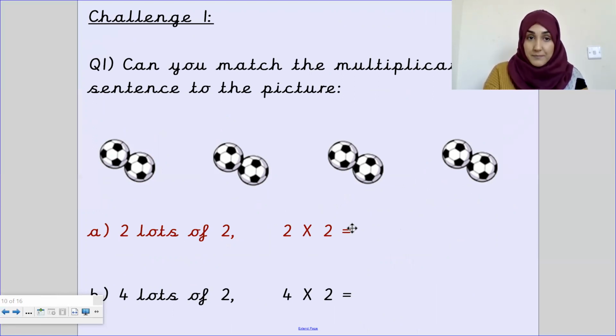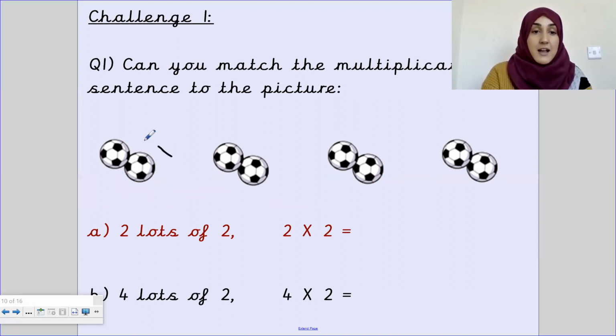So, challenge 1. Can you match the multiplication sentence to the picture? Now, underneath you have A and you have B. Your task is to choose the correct sentence that matches with the picture. For example, let's go through this one together.